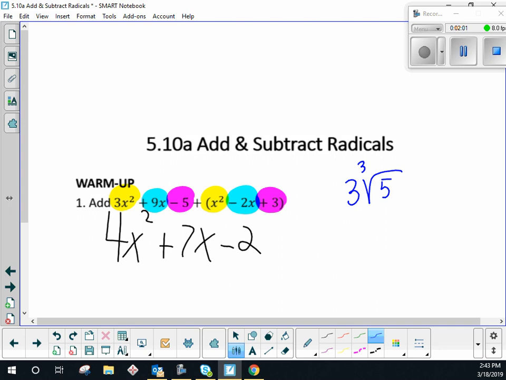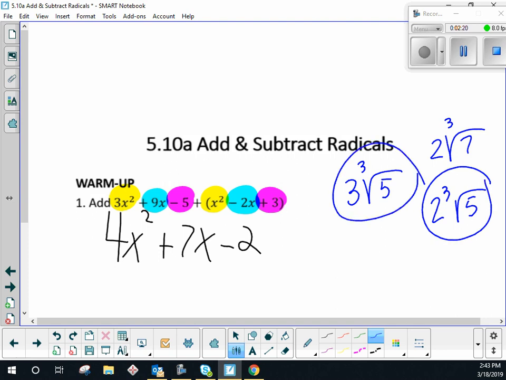So if I gave you these two things, top or bottom, which one is like this one? The bottom one, right? Because they have the same root and they have the same number under the radical. So if you were to combine those, here's what you would do. You'd say, I have 3 radical 5s, and I'm adding 2 radical 5s. How many radical 5s do I have altogether? 5. 3 plus 2. 5 cube roots of 5. Okay, and that's going to be the basic idea behind our lesson for today.